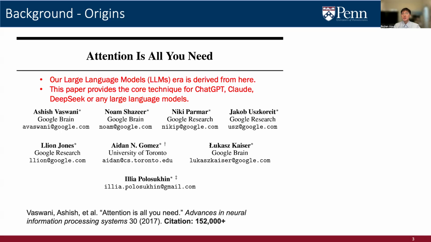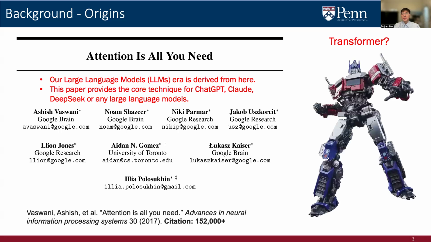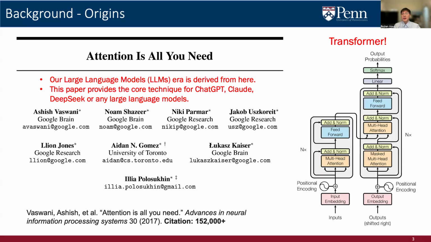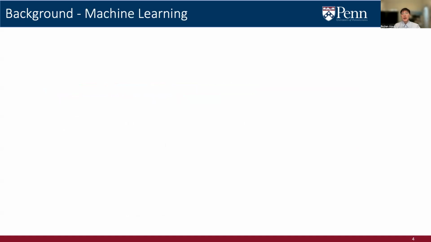The model introduced in this paper is called Transformer. It is not this one, but this one. As you can see, it is a very complex model, and in today's course, I won't introduce all the techniques. I will mainly introduce the attention mechanism, which is one of the most important techniques in this paper. Before I go into details, I need to introduce some background about machine learning and representation learning, since this idea will be adopted in the attention mechanism.